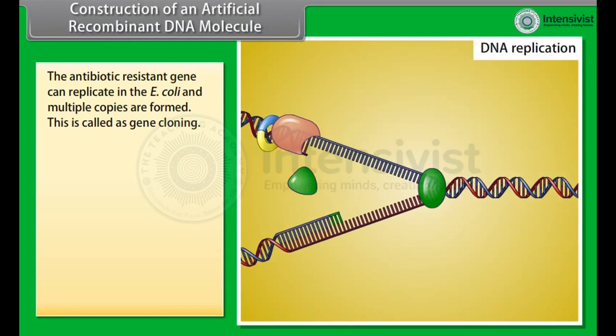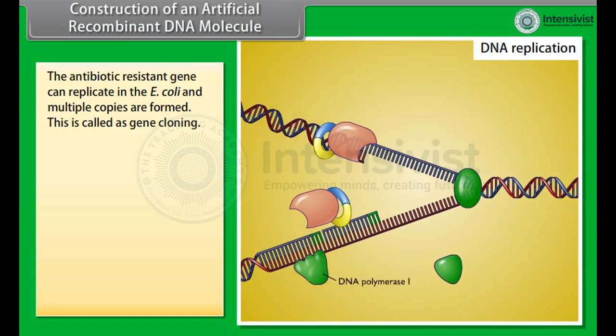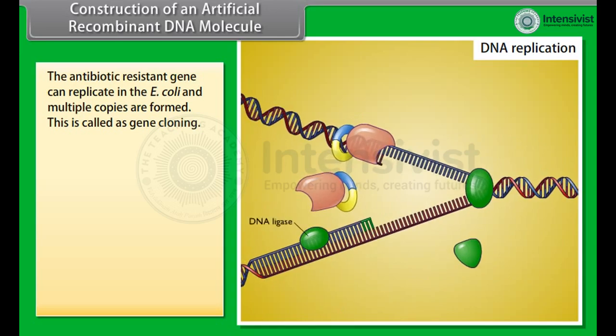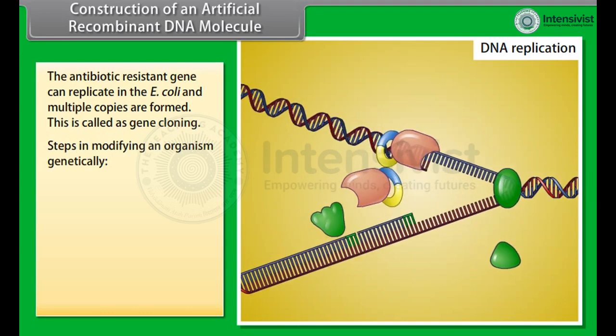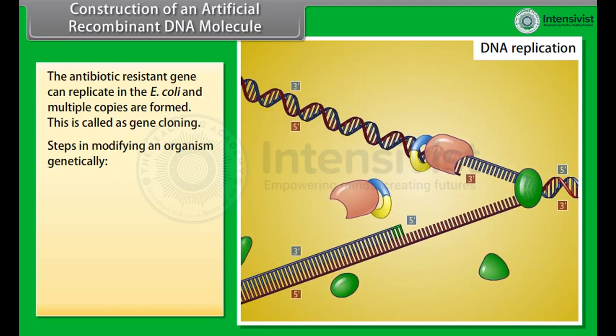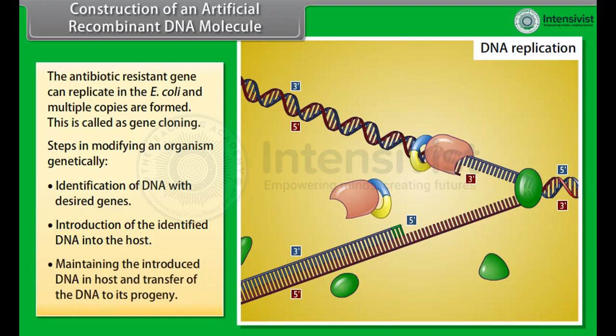The antibiotic resistance gene can replicate in the E. coli and multiple copies are formed. This is called gene cloning. Steps in modifying an organism genetically: identification of DNA with desired genes, introduction of the identified DNA into the host, maintaining the introduced DNA in host and transferring the DNA to its progeny.